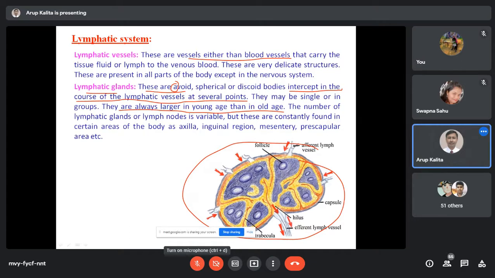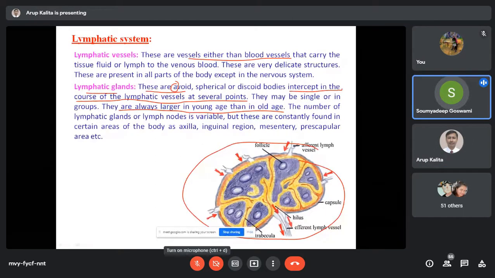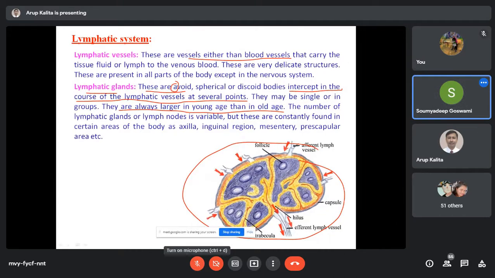Why? Can anybody tell me? Why is it larger in the young? Because sir, the immune system in the old aged person is weak. That is not the direct answer. This is an indirect answer. Now, lymph node is a secondary lymphoid organ, is not it?